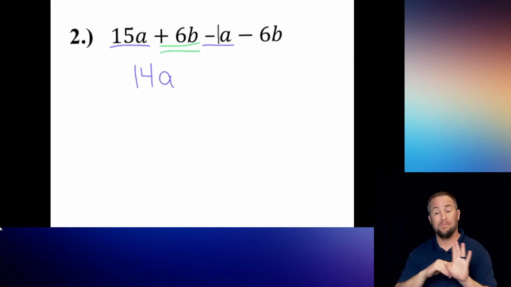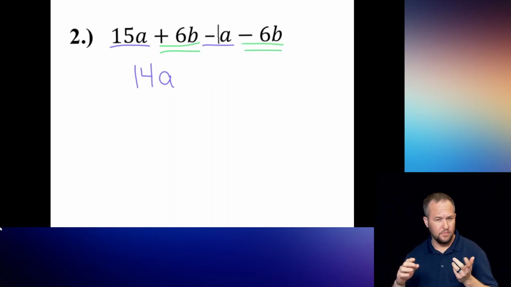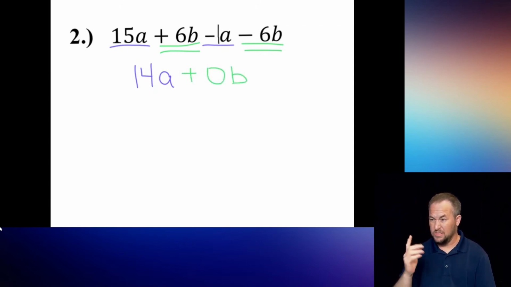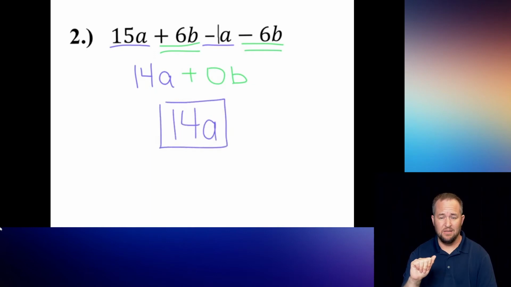So a positive 6b and then a negative 6b. So if I have 6b's and then I'm taking 6b's away, it would be like plus 0 b's, right? We wouldn't have any b's left over. But there's no need for you to write that plus 0 b's. So our final answer here is just going to be 14 a's. And then go ahead and box it in. This is just us combining like terms.